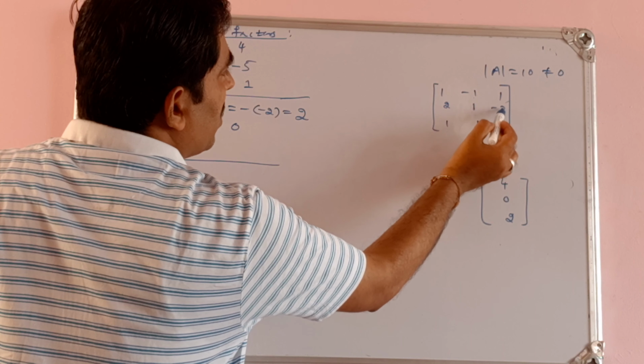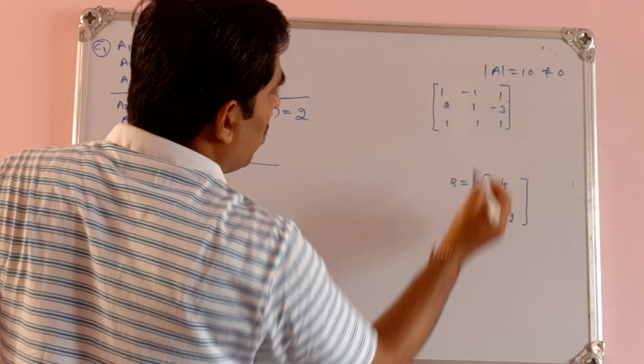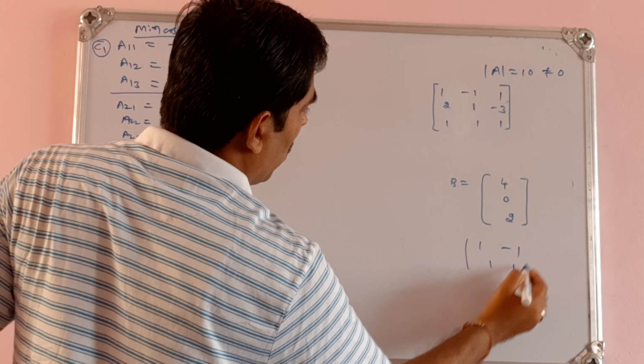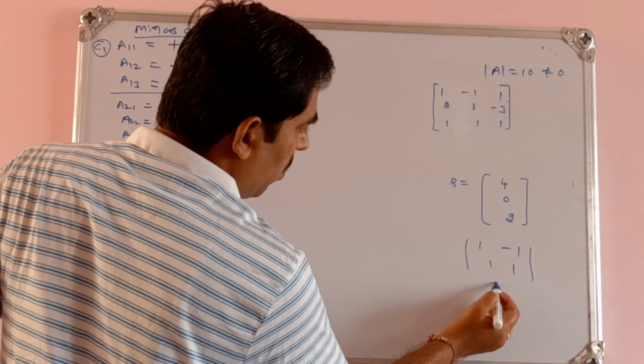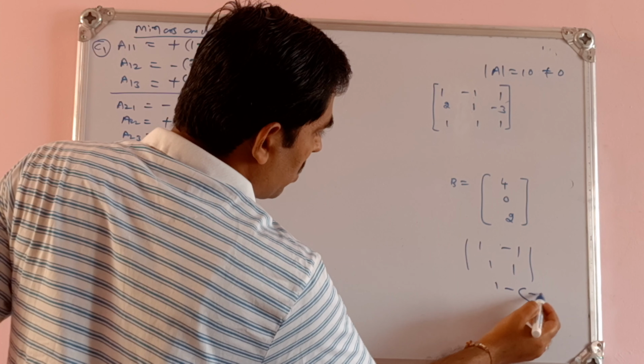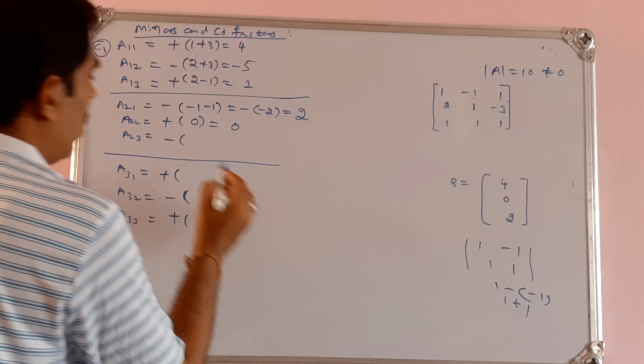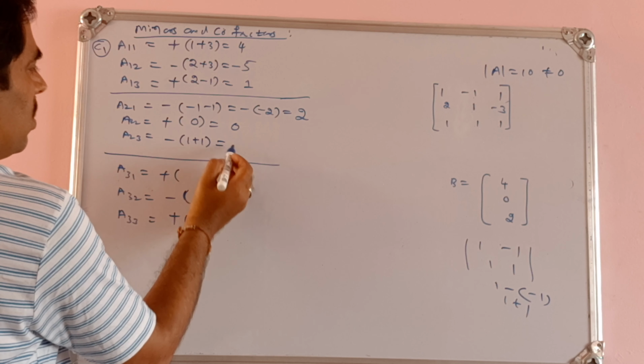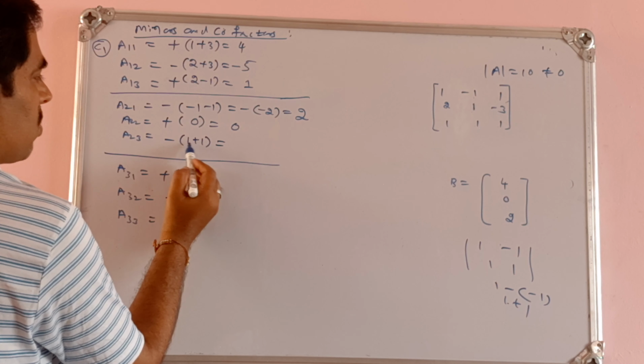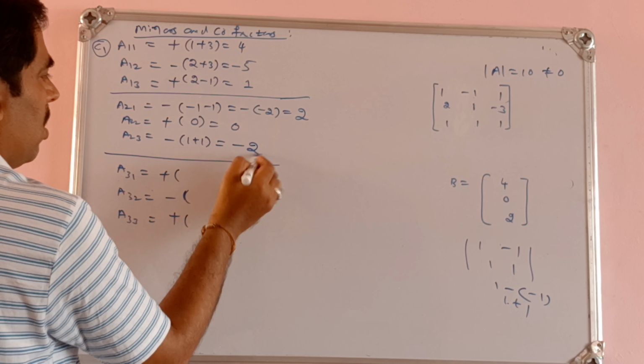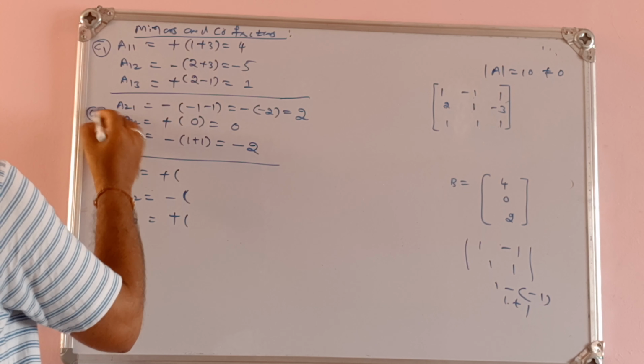So cofactor of minus 3. Leave this row and this column. See, 1 minus 1, 1 1. So this is the minor. See, 1 into 1 is 1, minus of 1 into minus 1, that is minus of minus 1, so 1 plus 1. So 1 plus 1 is 2. Overall it is minus 2. So my second column is also completed here.